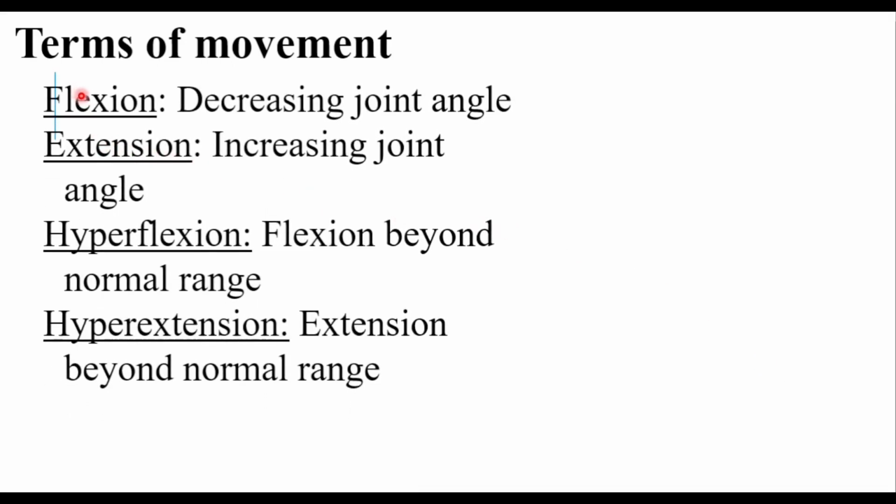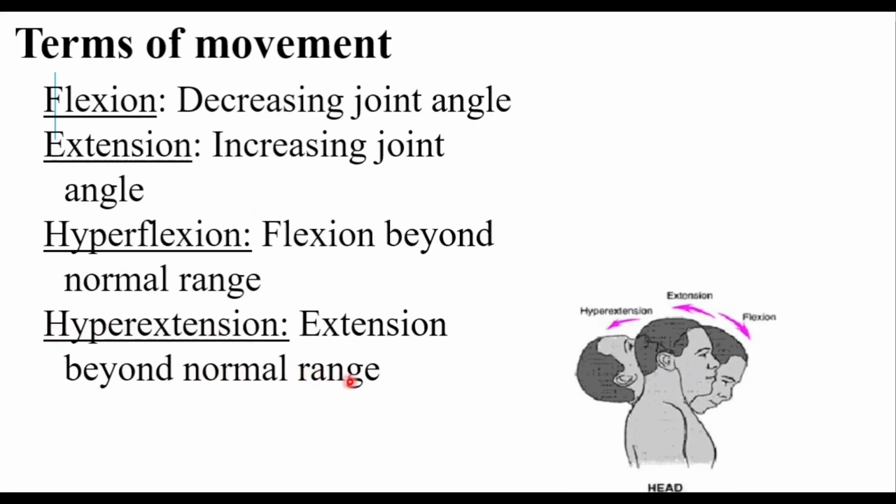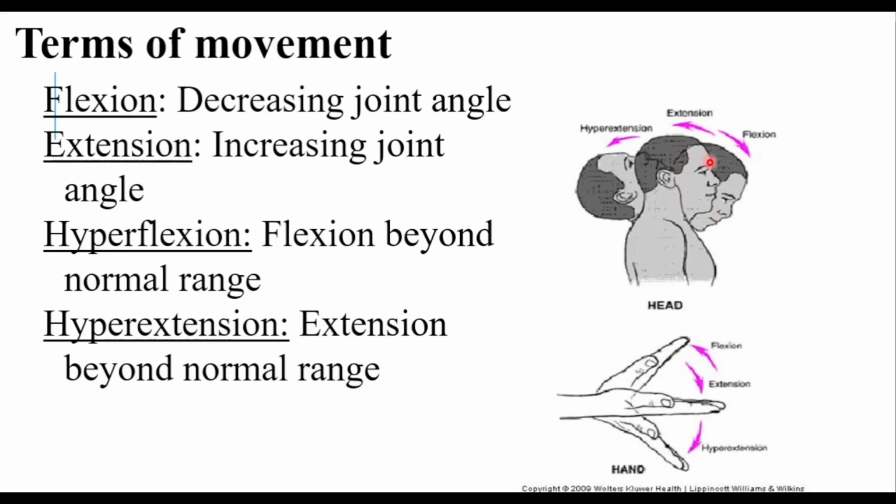We have flexion. Flexion means decreasing the joint angle. Extension means increasing the joint angle. Hyperflexion is the same thing as flexion but beyond the normal range, while hyperextension is extension beyond the normal range. This diagram will explain it better. When you flex, you're decreasing the joint angle. You can do it with your elbow. Once you bring your hand closer to yourself, that's flexion, decreasing the joint angle. But when you take it further away from yourself, you are increasing the joint angle. But once you bring it closer to yourself more than normal, that's hyperflexion. While when you take it away from yourself more than the normal, it's hyperextension.